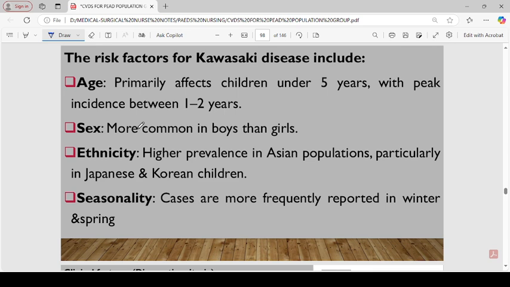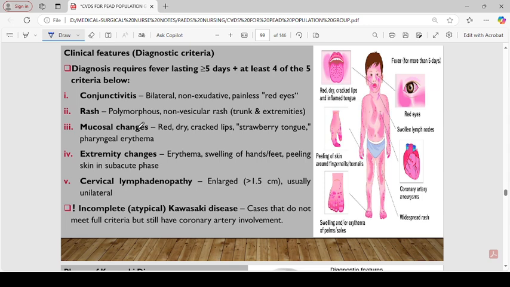The common risk factors include age, where it mostly affects young children under 5 years, with a peak of about 1 to 2 years. It affects more boys than girls. In terms of ethnicity, there's a high prevalence in the Asian population, particularly in Japanese and Korean children. In terms of season, cases are more frequently reported in the winter and spring.